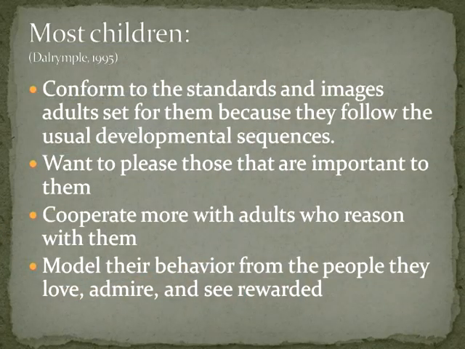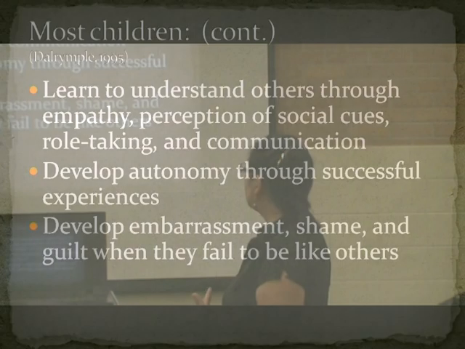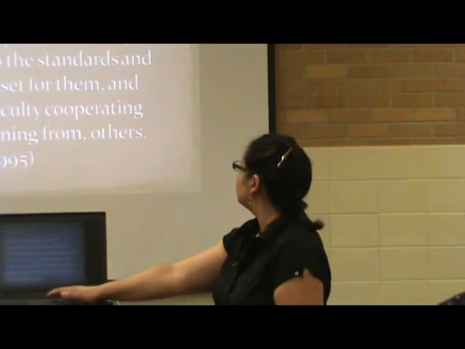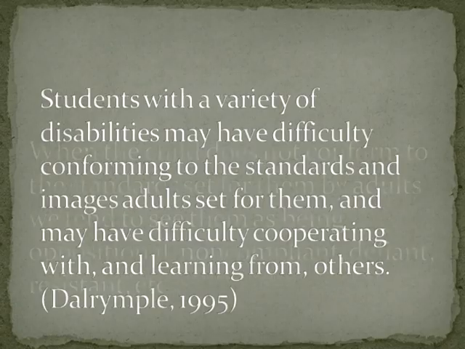So yeah, model their behavior from the people they love, admire, and see rewarded. So that's what most children learn to understand others through empathy, perception of social cues, role-taking, and communication. Develop autonomy through successful experiences, and develop embarrassment, shame, and guilt when they fail to be like others. Students with a variety of disabilities may have difficulty conforming to the standards and images adults set for them, and may have difficulty cooperating with and learning from others.